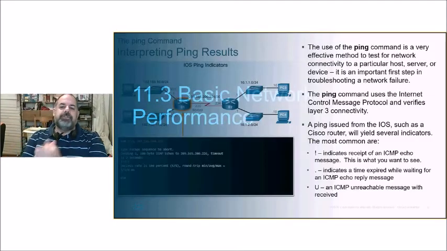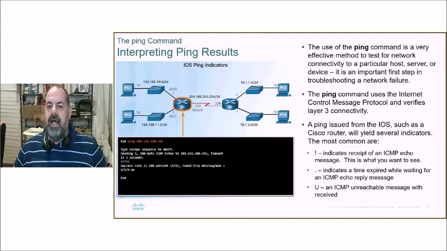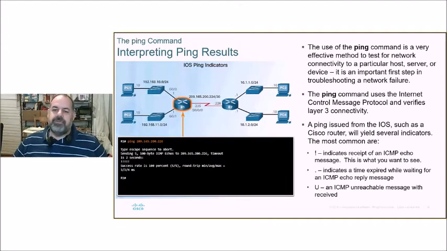Okay, network performance. The use of the ping command is a very effective method to test for network connectivity to a particular host, server or device. It's an important first step in troubleshooting network failure. The ping command is part of ICMP, or Internet Control Message Protocol, and verifies layer 3 connectivity. A ping issued from IOS, such as a Cisco router, will yield several indicators. The exclamation mark means it worked, the dot means time expired, and U means you've got an unreachable message back from a router or device somewhere along the line.